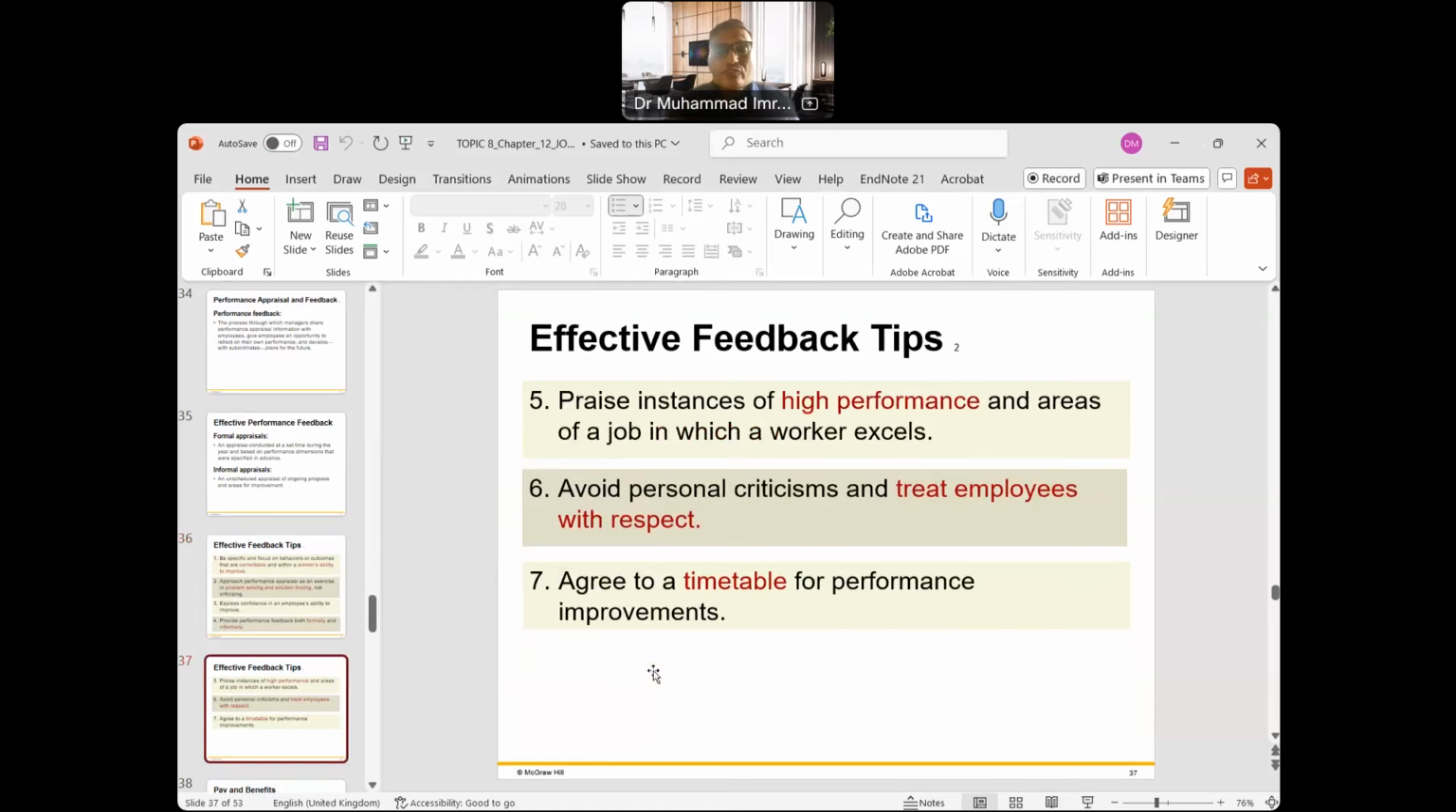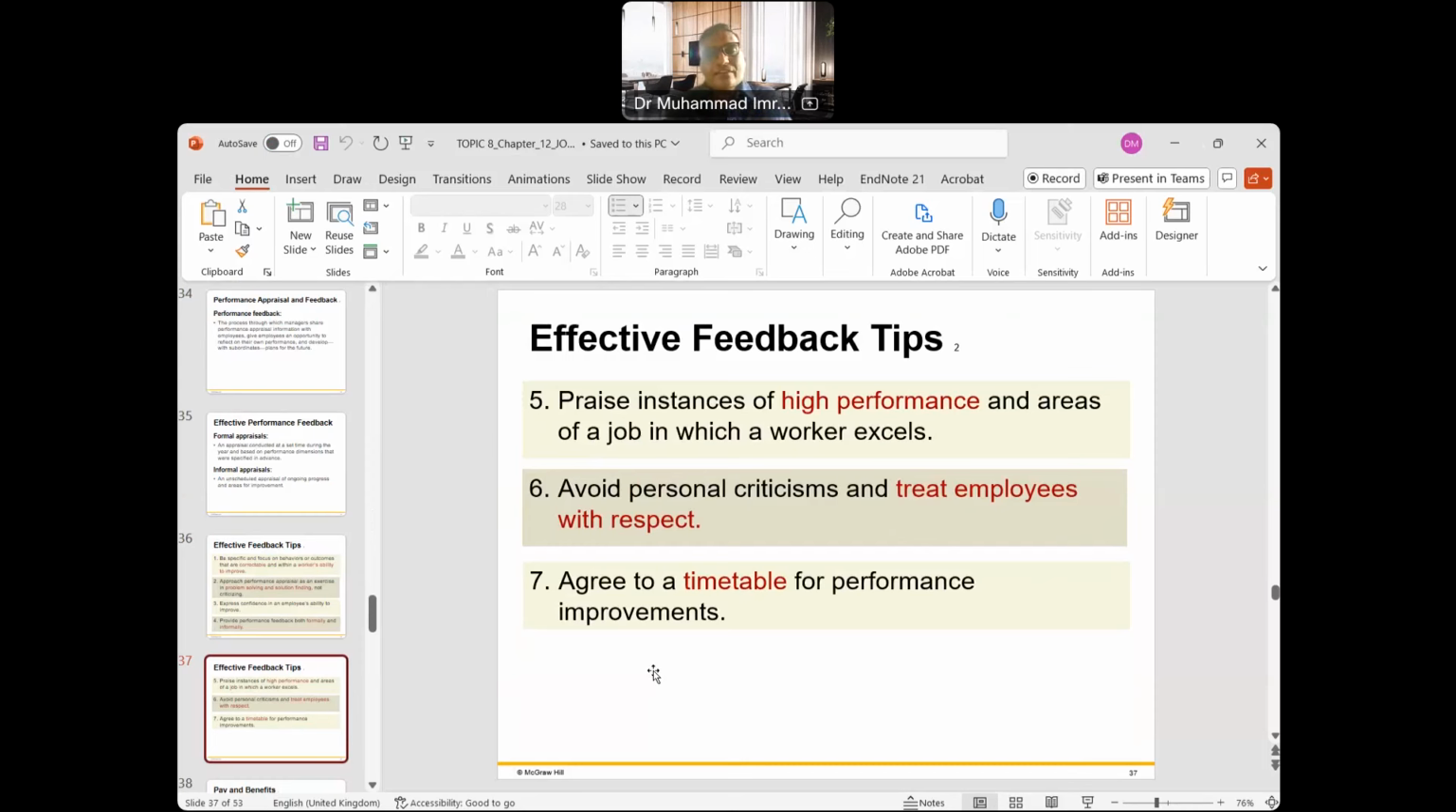Praise instances of high performance and areas of the job in which workers do well. Just proper praise. Even if their performance is not good, praise them to improve. Tell them, you have the ability, you can improve, you can perform better. You are performing well, but you can perform even better in the future. So this is one of the strategies or steps to give feedback to employees.